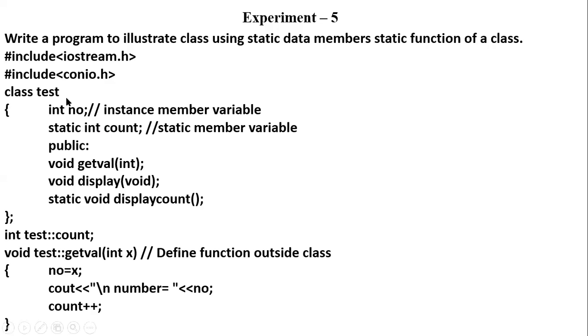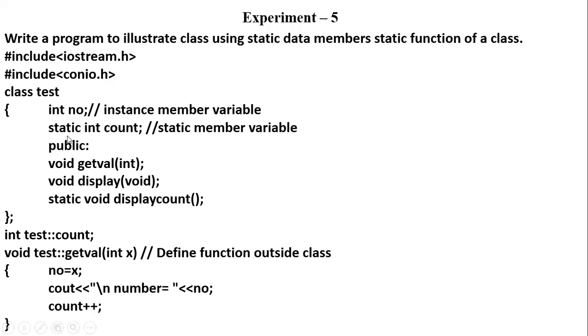But if you give no, meaning the instance member of the class, a simple variable, the value of no for object 1 is different and it will not display in object 2. For object 2 the value is different, and for object 3 the value is different. You can also say that these are local members of the class for objects, and count is a static or global member for all the objects.